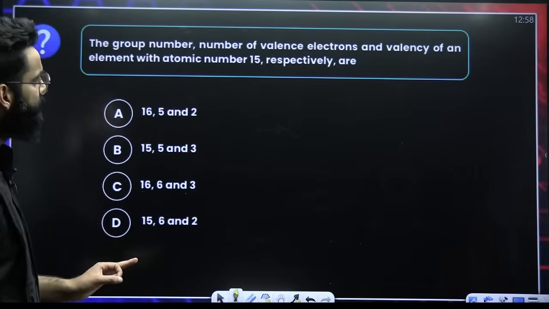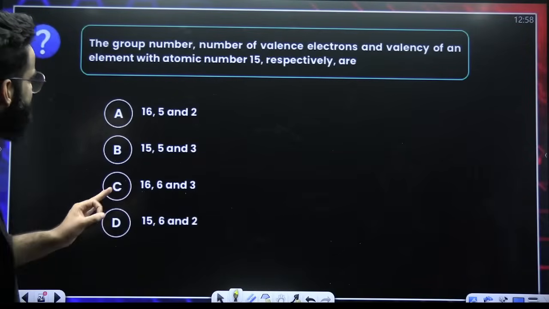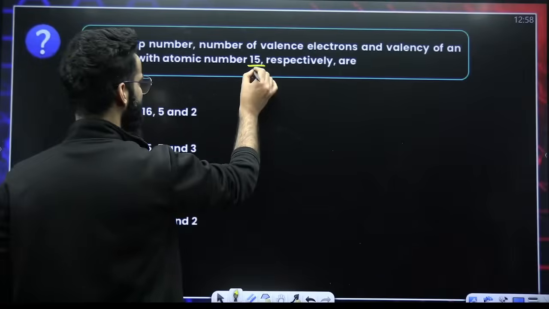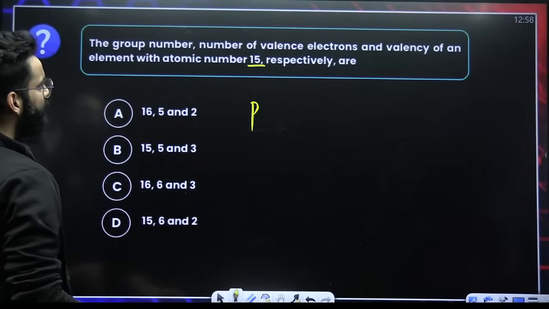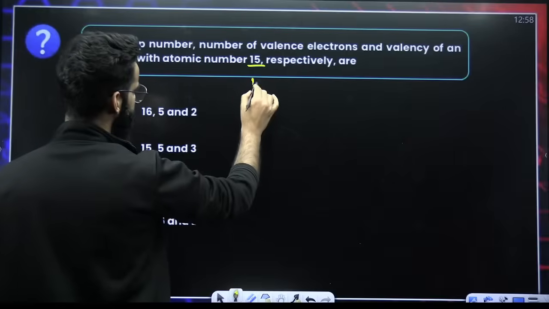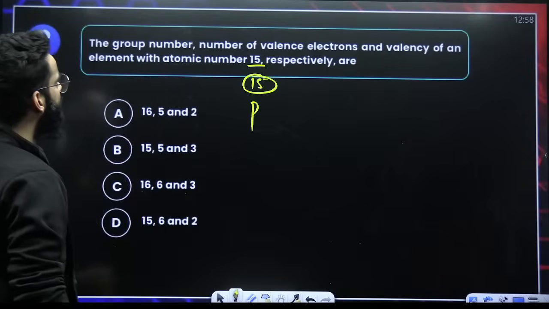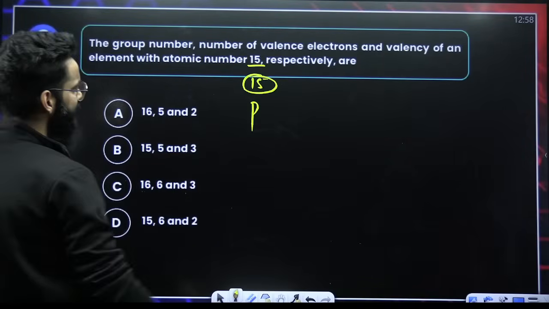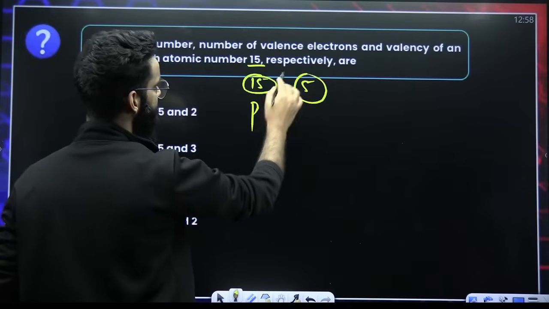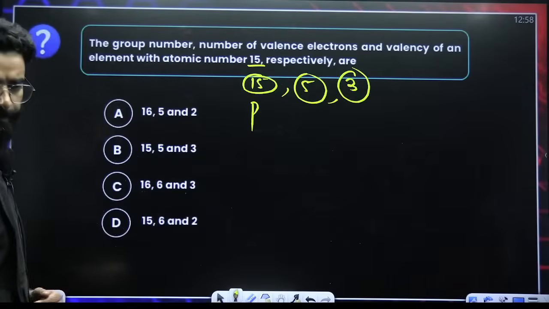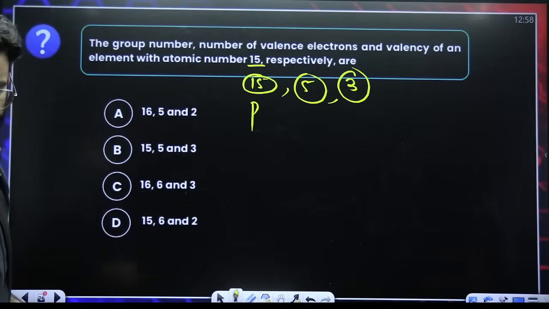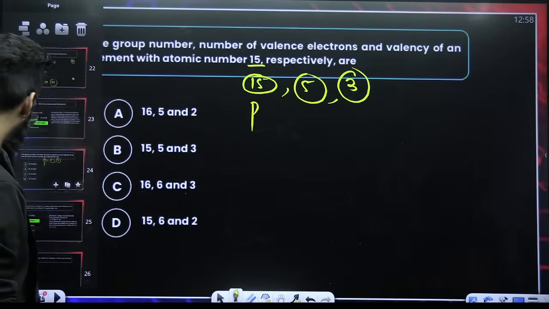The group number, the number of valence electrons, and valency of the element with atomic number 15. Atomic number 15 means phosphorus, right? He's talking about phosphorus. Phosphorus belongs to the 15th group. Valence electrons are 5. Valency is 3. So 15, 5, 3. Is that done?